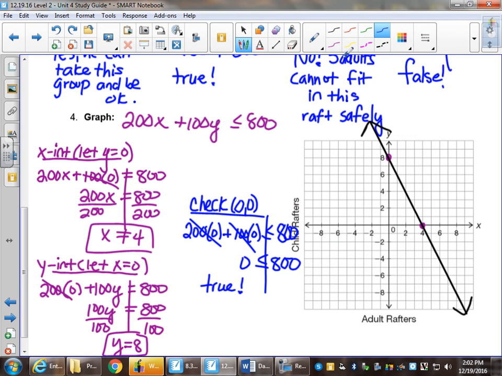So here's 0, 0. I shade this whole side, but from our real world experience, I know that this is my real world solution because I can't have negative adult rafters and I cannot have negative children. So just this piece right here, and we're done. So any ordered pair in this triangle would work. Remember that if there were any follow-up questions that possibly asked for something on the edge, you would have to check it. We've checked lots of points, so that shouldn't be too bad.